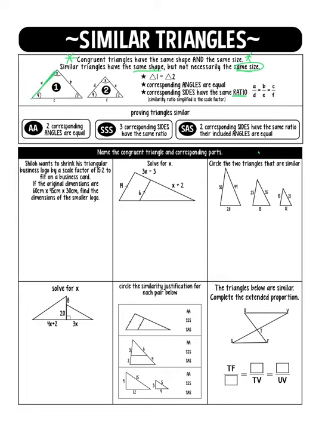So this side A over D has the same ratio as B over E, and similarly C over F have the same ratio. So we have three ways of proving triangles are similar. They can either have two corresponding angles that are equal, they can have three corresponding sides that have the same ratio, or two corresponding sides that have the same ratio and their included angles. This is important. So let's look at the first example.